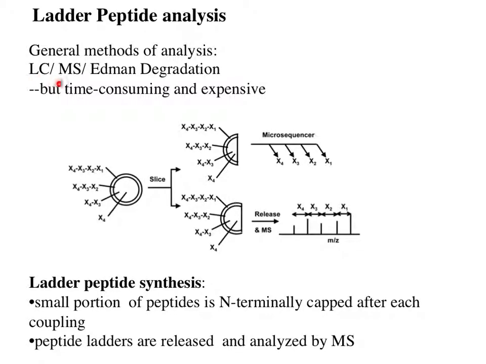So you can use LCMS or Edman degradation, but this is time-consuming and expensive. Another approach is to use ladder peptide synthesis, where small portions of peptides are N-terminally capped after each coupling. Therefore, peptide ladders are released and analyzed by MS. So these would be the capped peptides after each coupling. And so when you cleave this off and you view it under MS, you can then get a ladder and identify what that sequence is.